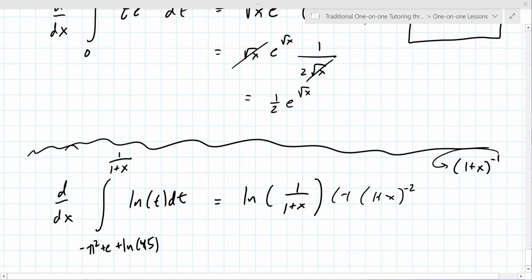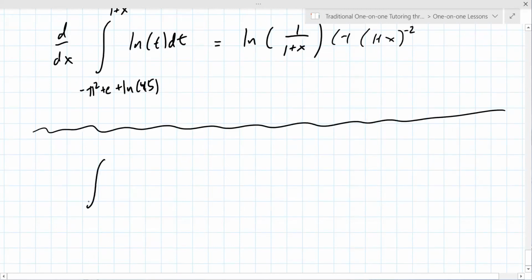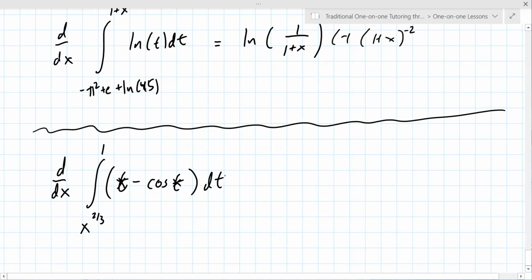So the next variation on this is, well, hey Matthew, what happens if the thing is on the bottom? So let's say it's x to the 2/3 power and it's 1 up here. What do I do? And this is t minus cosine t dt. So you really need the constant to be on the bottom. So you can flip the limits, but if you flip the limits, what does that do? Do you recall what that property was from before?